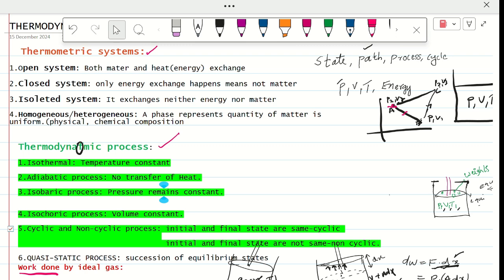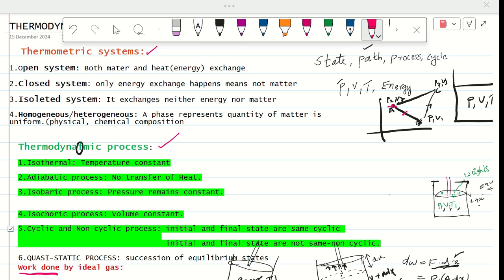So homogeneous means one phase, one region, or one nature of gas having the physical and chemical composition uniformly. If not uniform, that means pressure, volume, temperature, and energy of one gas in one system, and another system having the same pressure, volume, temperature, and energy, then these two are called homogeneous. So the physical and chemical composition need to be the same for the gas. Those types are called homogeneous.